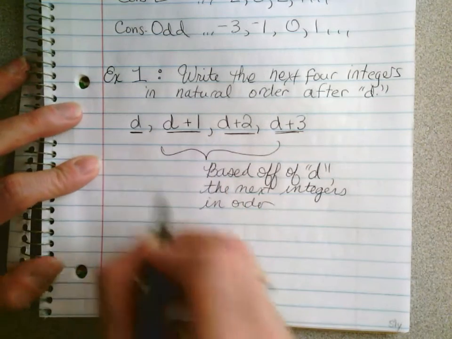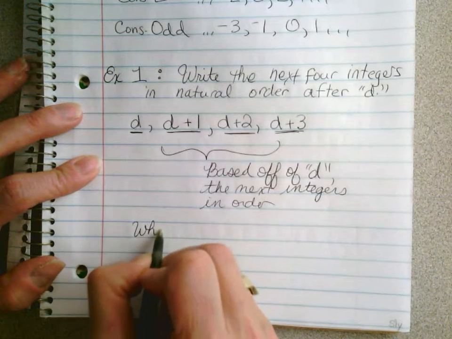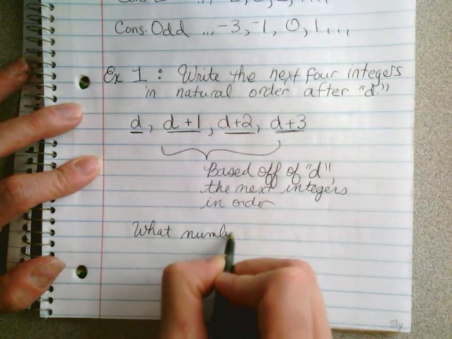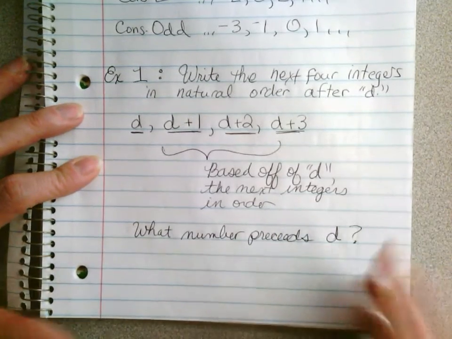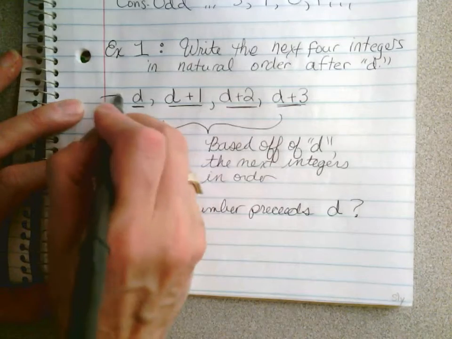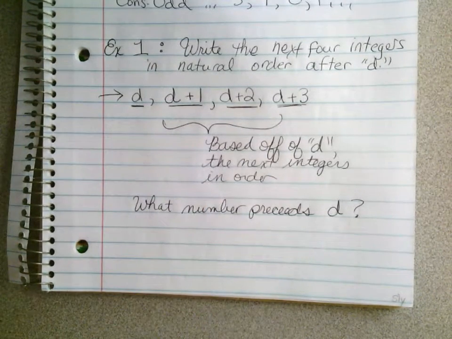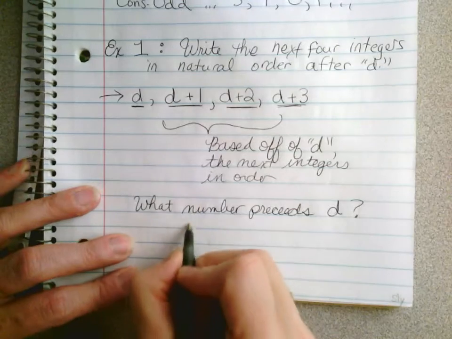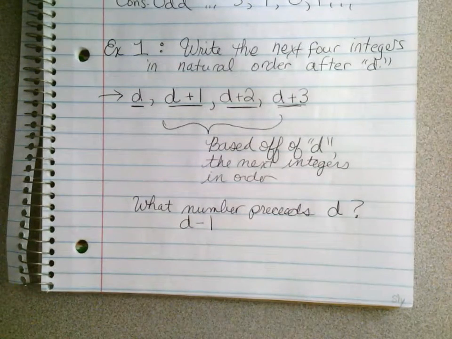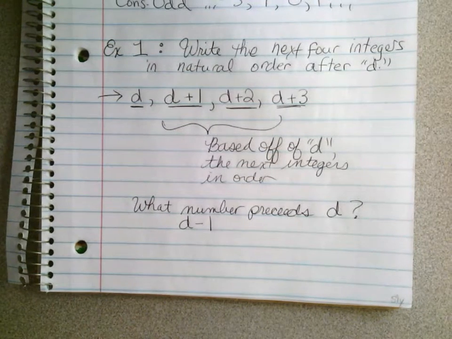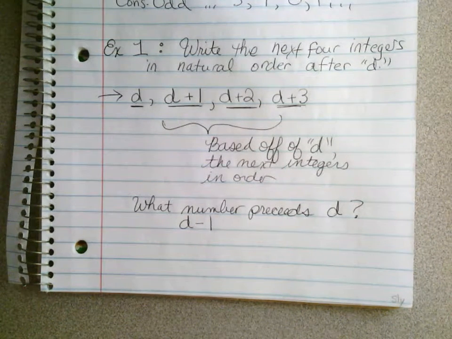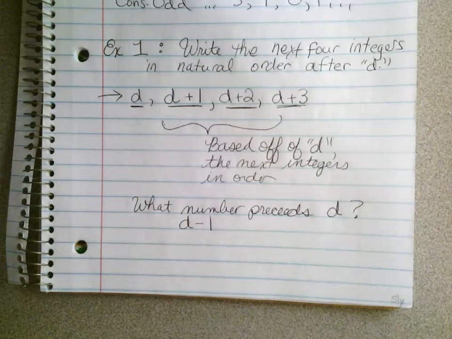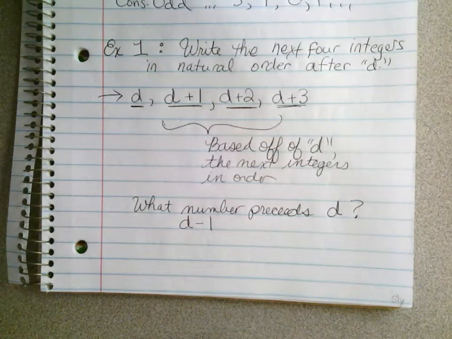Using this same information, what number precedes D? Okay, so this is the first part of example 1. D minus 1, very good. In other words, how old were you last year? A minus 1. Back to the age example. What number precedes D? D minus 1. So those are integers and describing them using variables.